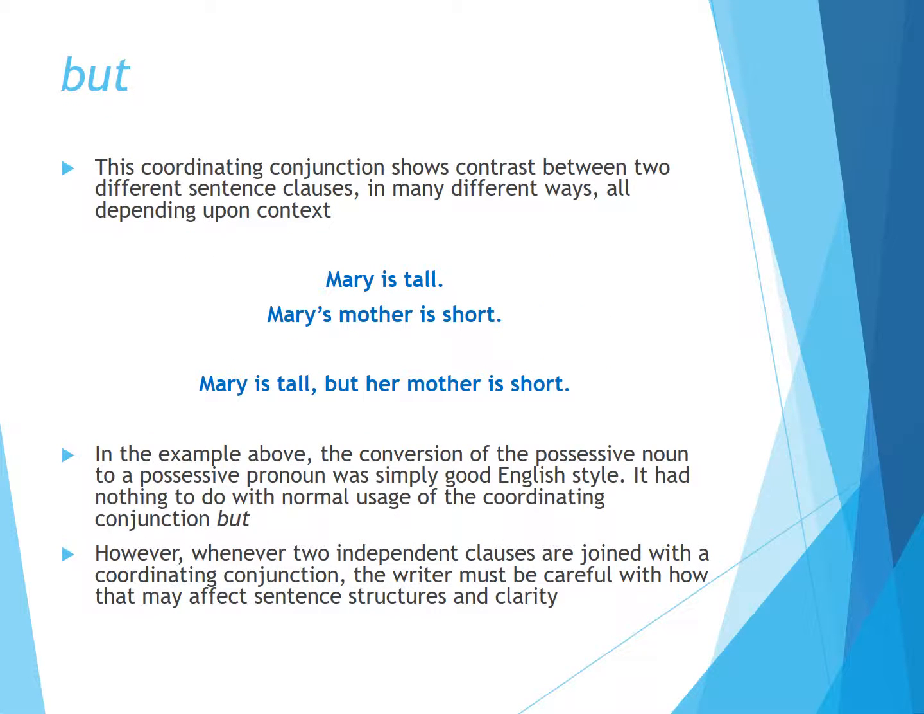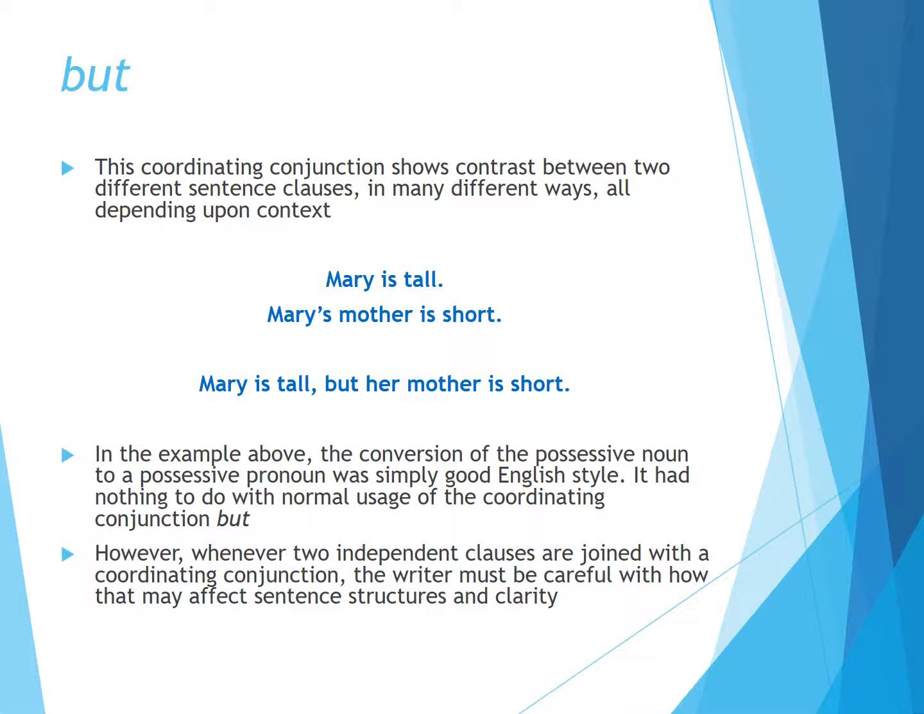But, this coordinating conjunction shows contrast between two different sentence clauses in many different ways, all depending upon context. Mary is tall. Mary's mother is short. Mary is tall, but her mother is short.